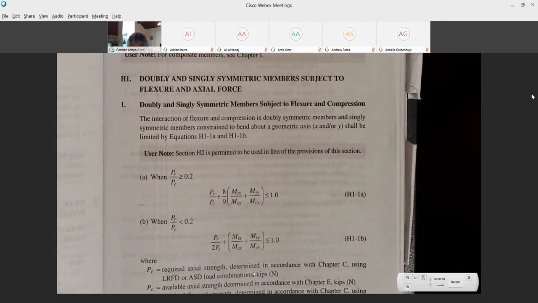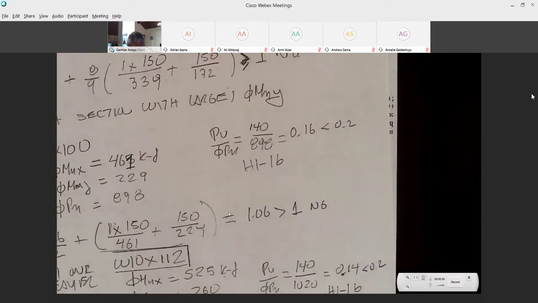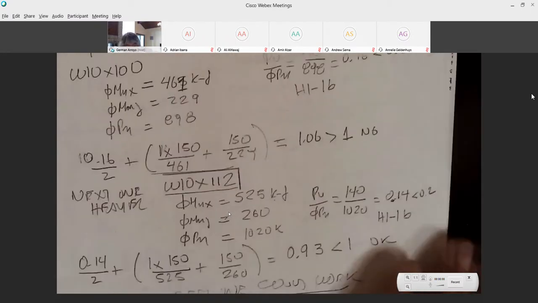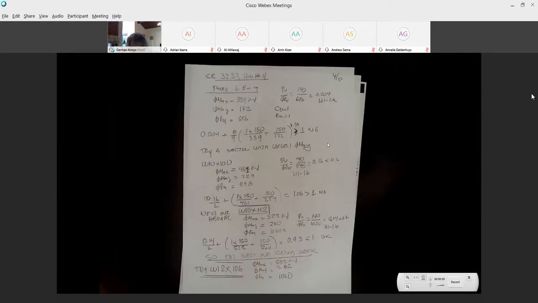these two equations, as you already know, they're very similar. For H1-1a, Pu over phi Pn. For H1-1b, Pu over phi Pn divided by 2. For H1-1a, all of this is multiplied by 8 over 9. For H1-1b, this is multiplied times 1. So we had a reversal. Now the equation H1-1b is controlling our design.